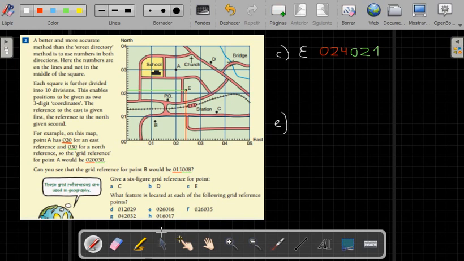In exercise E, we must look at what is in the grid reference 026, 016. En el ejercicio E tenemos que buscar entonces qué es lo que está en la referencia 026, 016. Let's remember that the first three digits are for the east reference and the last three numbers for the north reference.